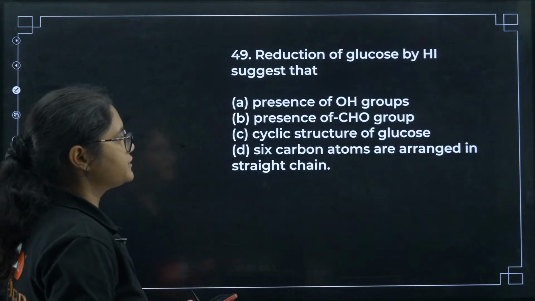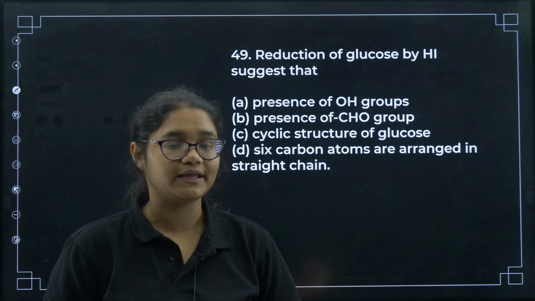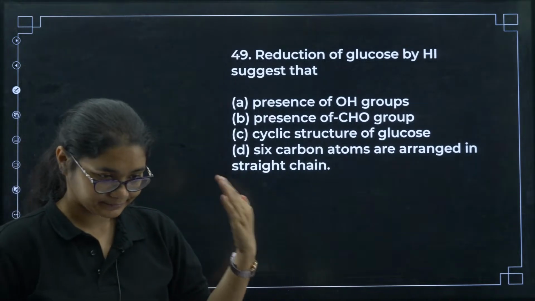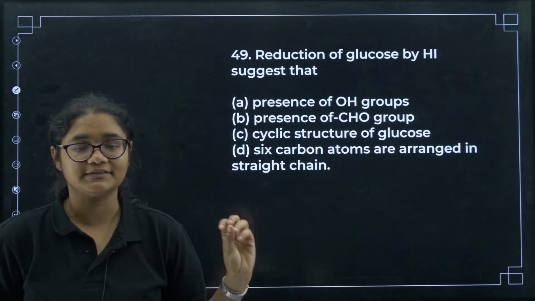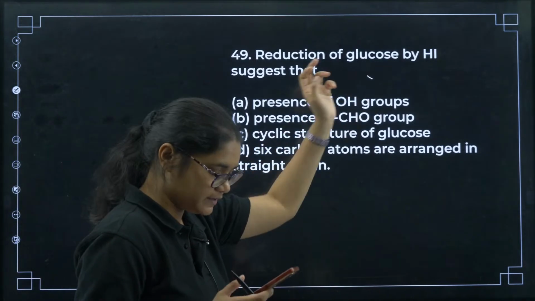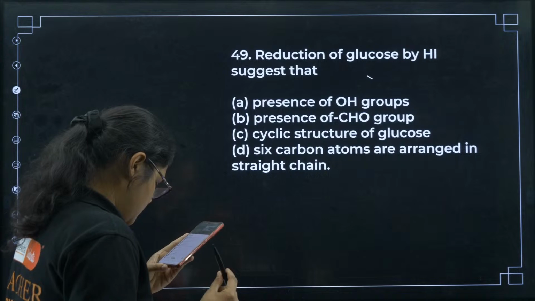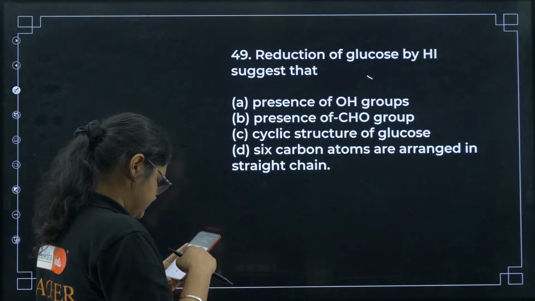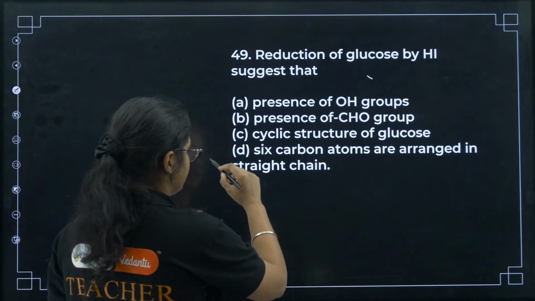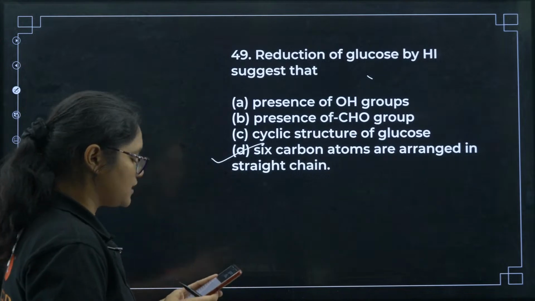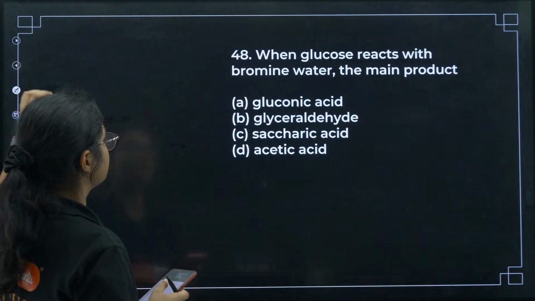Next, 49. Reduction of glucose by HI suggests that. So you know, to determine the structure of glucose, we have 5 different reactions, right? So when we do the reaction with HI, what information does this reaction give you? Yes, students, quickly answer me. Varija, yes. Are you late to the class today? 6 carbon atoms are arranged in a straight chain. Yes. Okay.